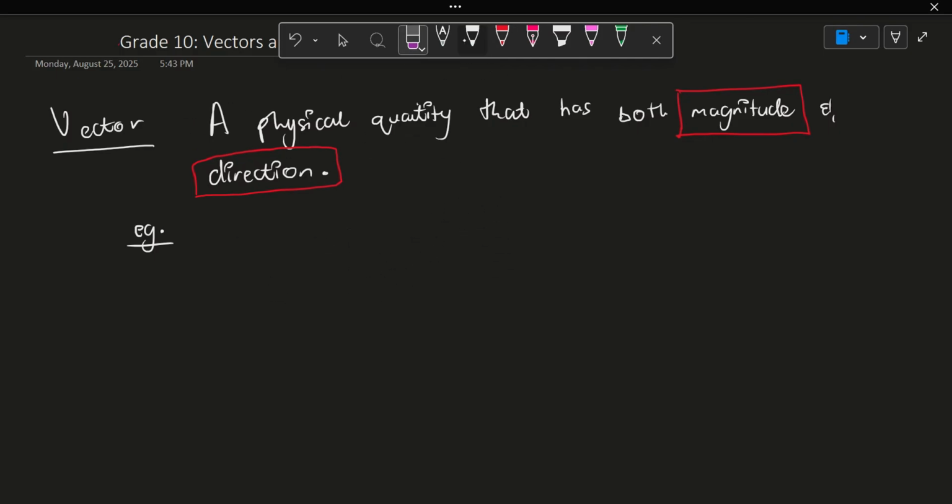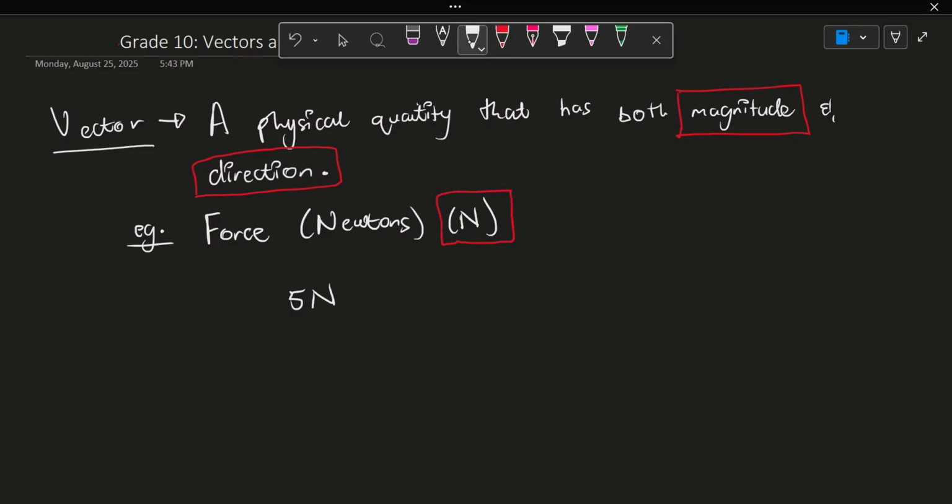It is, however, an example of something different. So what would be an example of a vector? Well, for starters, we have what we call force. Force is measured in newtons, denoted with a capital letter N. So force is an example of a vector. For example, we'd be looking at 5 newtons. Remember, newtons is the SI unit for force.